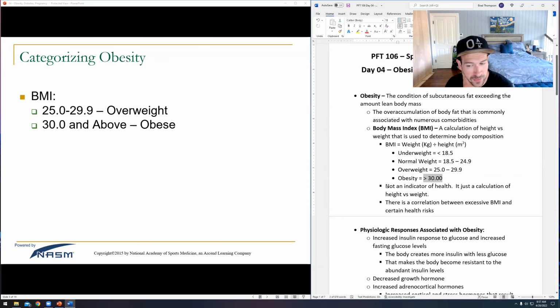Now, like I said, I always want to put this in here, and it's not meant to be used as an indicator of health. It is just a calculation of your height versus weight. But there is a correlation in the average population between excessive BMI and certain health risks.